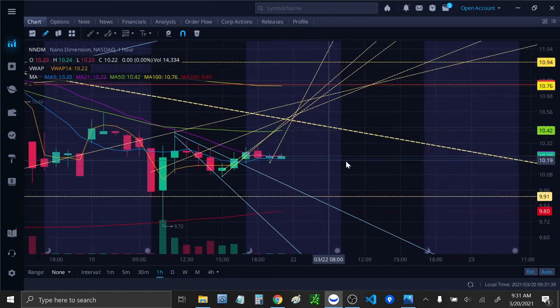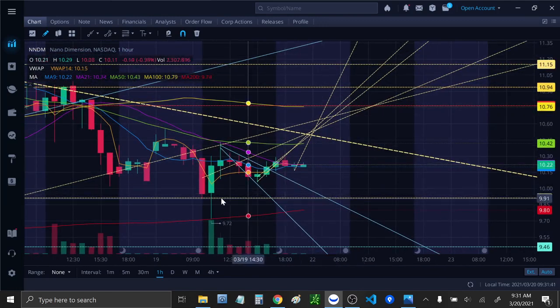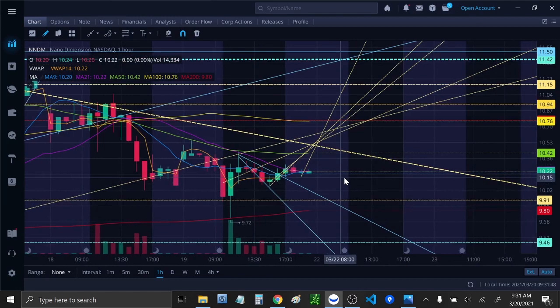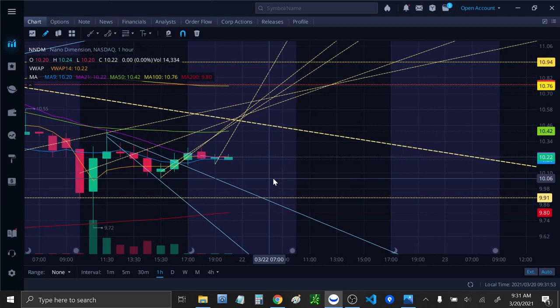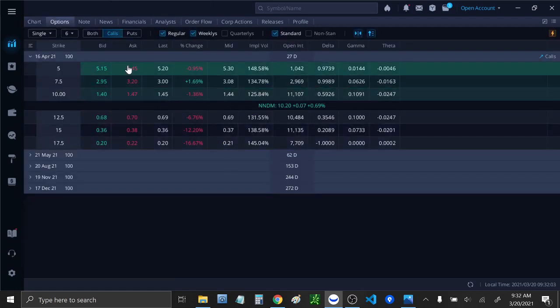And the good thing is that the 991 area, the $10 mark, held up as a great support for it. And so we're kind of looking to see from Monday, with this week, all the options closing. So for Nano Dimension, the options chains are on a monthly basis. So the next time this will occur will be April 16th. And so we'll see how this will go.